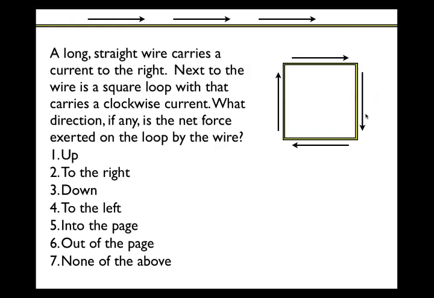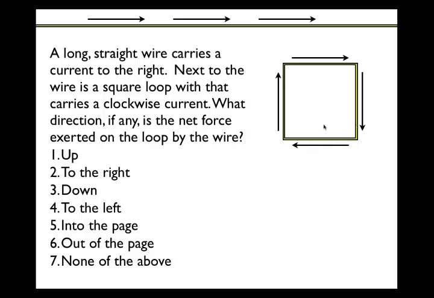The right-hand side of the loop, the current is going down, so I orient the fingers of my right hand in the downward direction, and then I curl them into the direction of the screen. So I'm going to flip my hand around to make that happen, curl the fingers into the screen, and the thumb on my right hand points to the right, meaning the force on the right-hand segment of this wire loop is directed to the right.